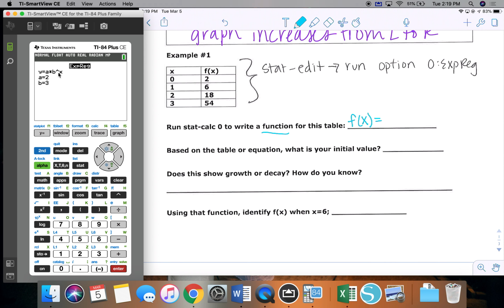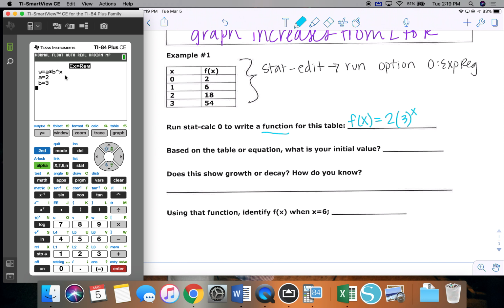Remember, they always tell you the function here, so a times b raised to the x. So a is 2 times b raised to the x. So 2 times 3, and then a little x. Make sure you do not write it like this because that is a linear function. Make sure it is obvious that your x is in the exponent.